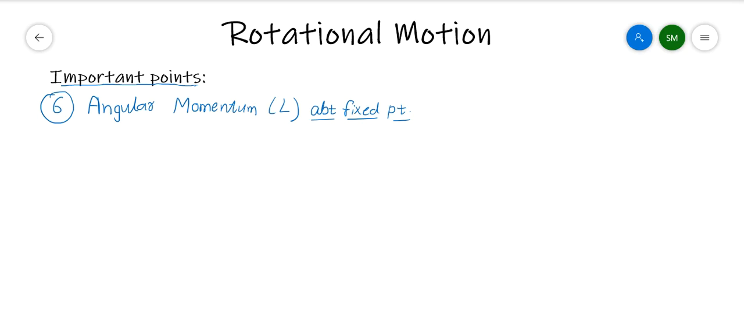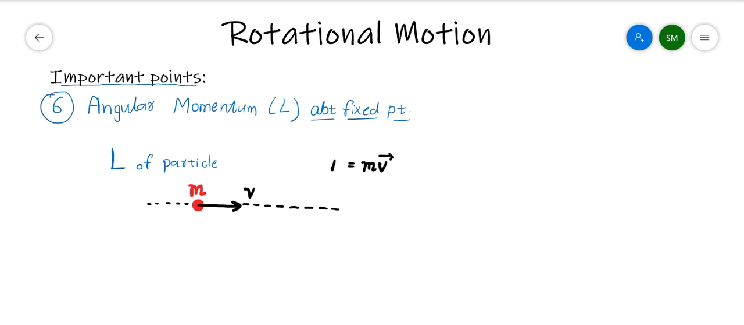Okay, so first of all I am telling you how to find the angular momentum L of a particle. For this, just look at this diagram that I am drawing. Imagine that it is a particle of mass m, and this particle is moving in this direction with a velocity v. If you multiply m into v, you will get the linear momentum of this particle, which is p. Now we want to find the angular momentum of the particle.